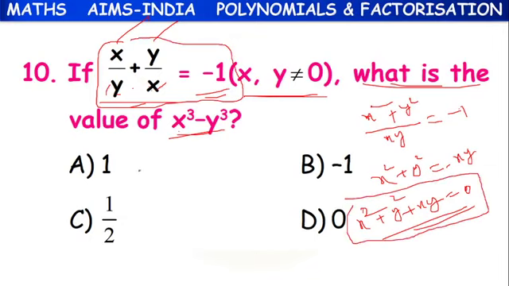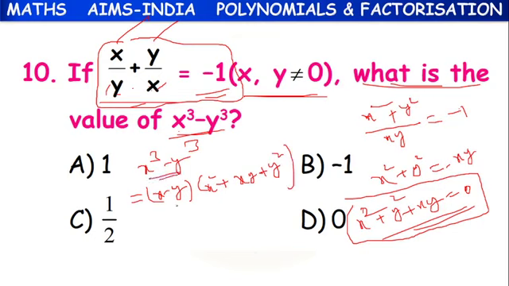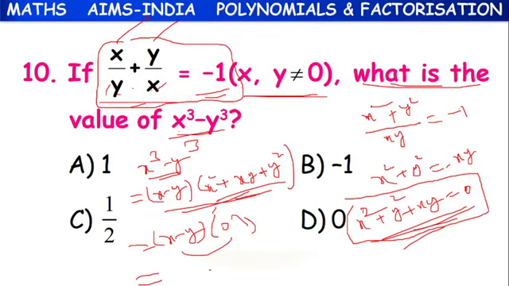Now let's see about x³ − y³. What is the formula? x³ − y³ = (x − y)(x² + xy + y²). This is the formula for x³ − y³. But according to this conclusion, this value is 0. So the entire value, according to the given data, will become 0. Any number into 0 will become 0. So the value of x³ − y³ is 0. Option D, 0, is the correct answer.